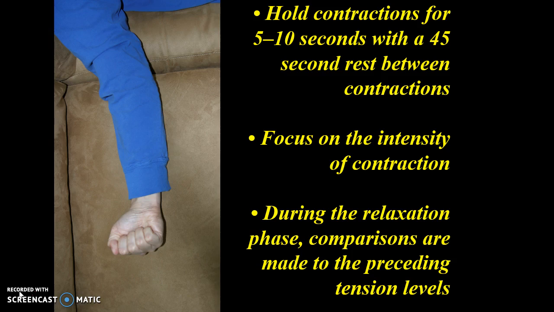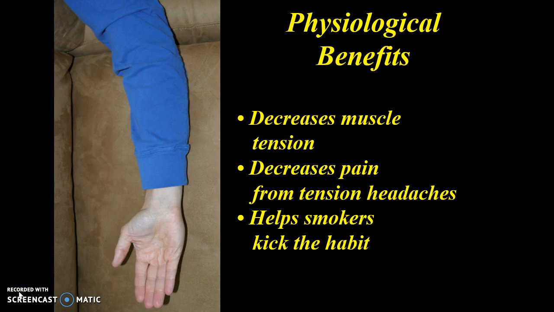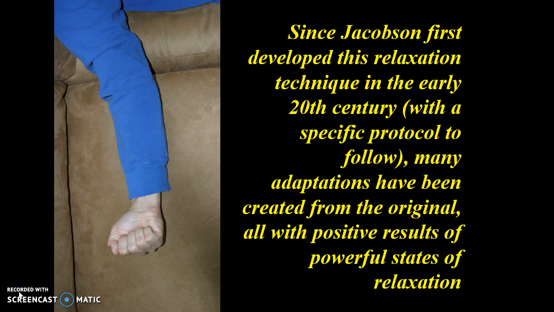So during the relaxation phases in between each contraction, we compare what it feels like to have tense muscles and relaxed muscles. What are some benefits of doing this? Well, we decrease that tension, we can decrease pain, and it is actually shown to help people get over the habit from smoking. Many adaptations have been made from this original form of PMR, but they definitely are all very helpful for reducing stress.